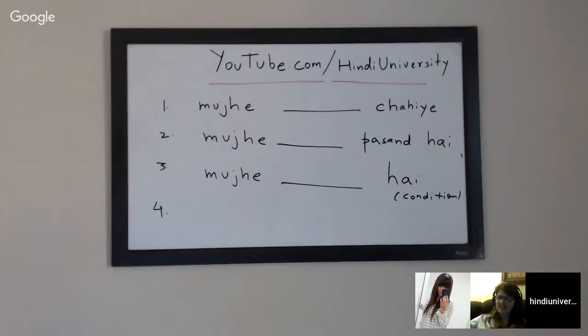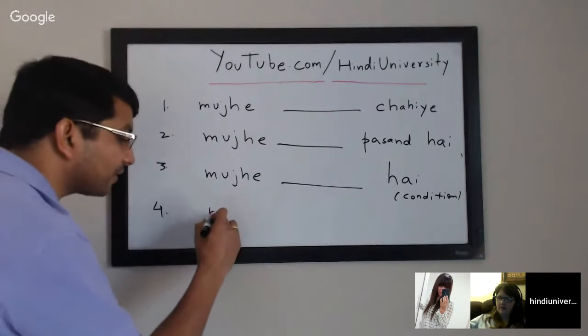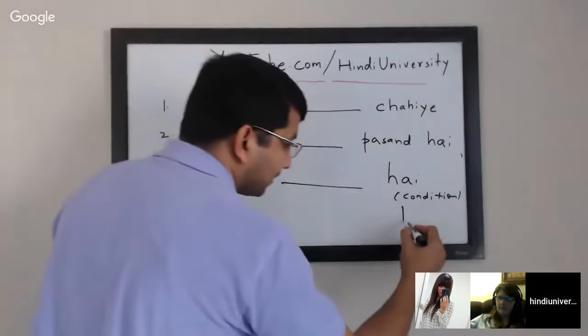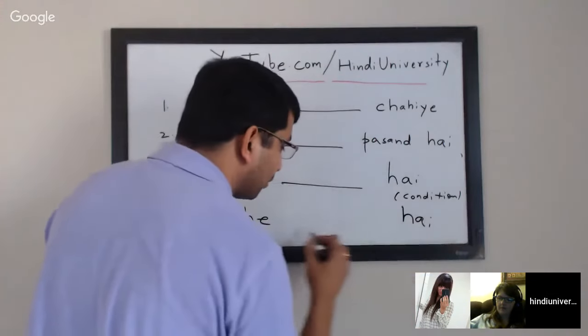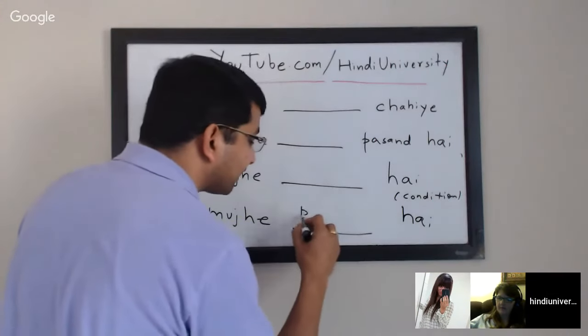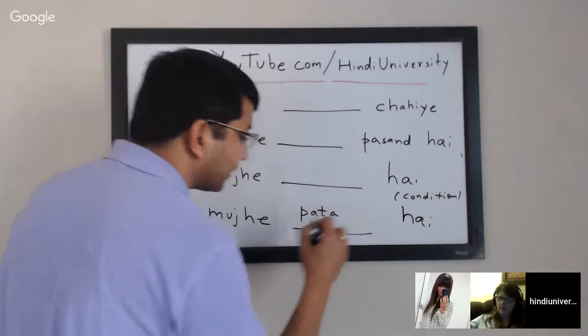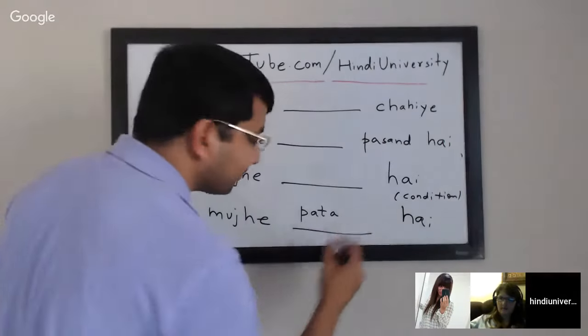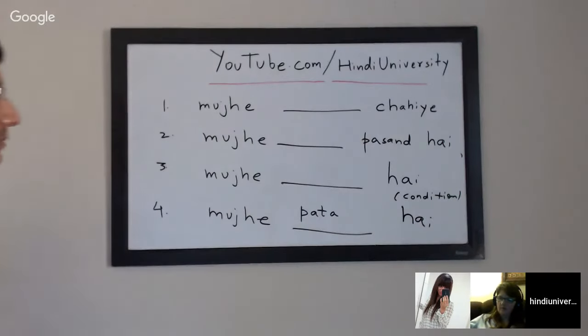Now the fourth one, when you have information about certain things, then also you can use it. When you know some information, then you can say मुझे मालूम है, or you can say मुझे पता है. Okay, so pata or malum. I'm going to write it here, pata, and the second one I have here is malum.